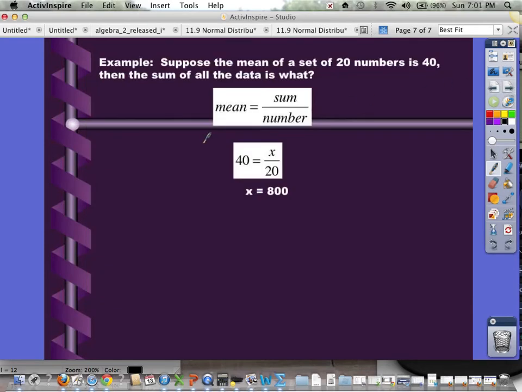And then the last type of example that they would give you, suppose the mean of a set of 20 numbers is 40, so that's mean is 40. Then the sum of all the data is what? Well, this is just a simple setup for an algebra problem. So you know mean is equal to the sum of all your data divided by the number of data. So if it's asking you what is the sum of it, that would be your x. The number of data is 20, and the mean is 40, so you just cross multiply. This will give you x is 800. Very, very simple problem.